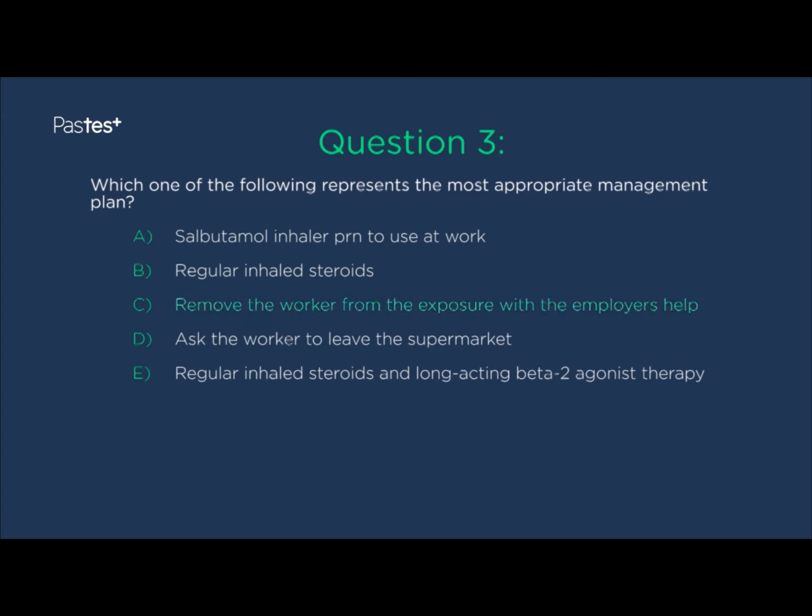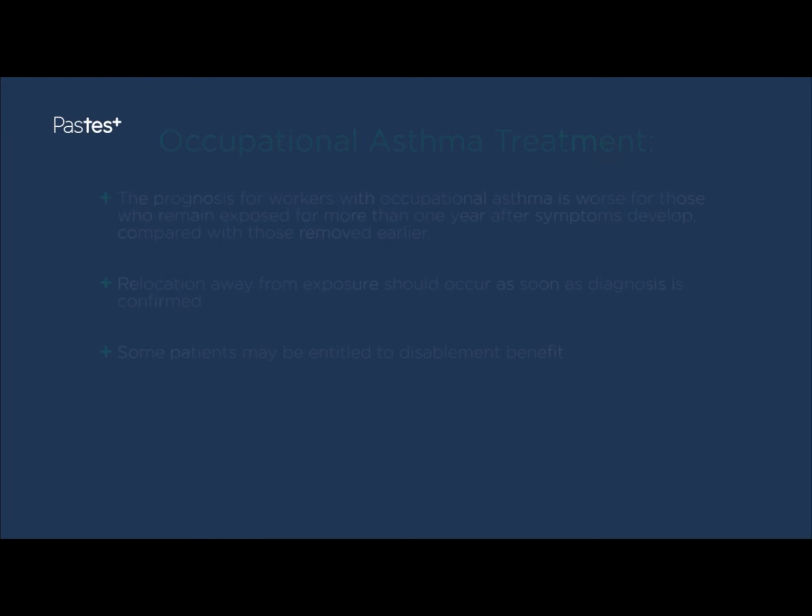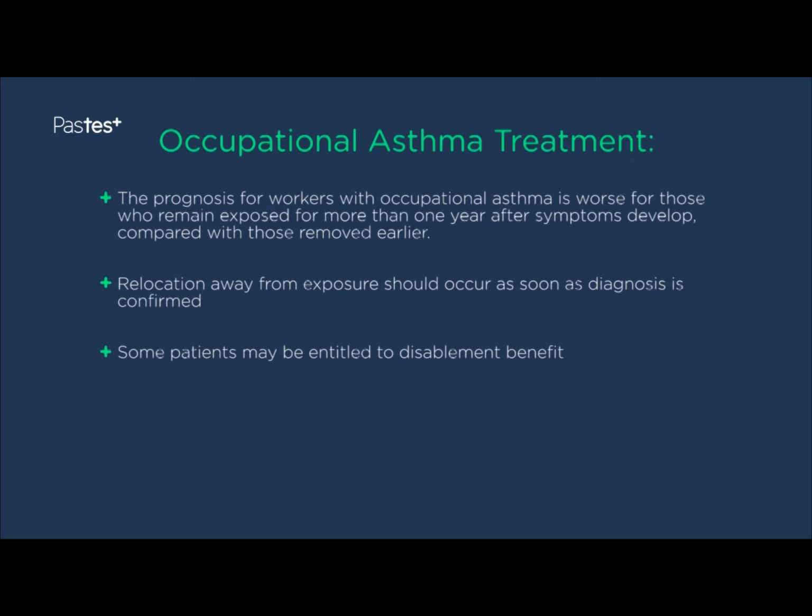So if you chose option C, which is remove the worker from exposure with the employer's help, you were correct. This is because relocation away from the exposure should occur as soon as you make a diagnosis of occupational asthma. We do this because the prognosis for workers with this disease is worse for those who remain exposed for more than 1 year after the development of symptoms, compared with those removed earlier. So the longer you're exposed, the worse your lung function is going to become. It's worthwhile remembering that some patients may be entitled to disablement benefits, so this should be discussed with them.